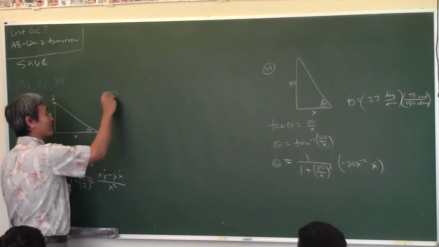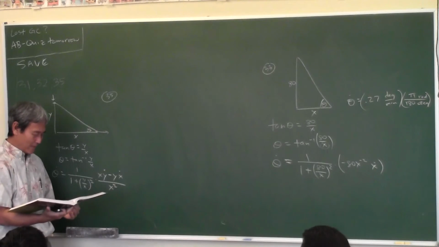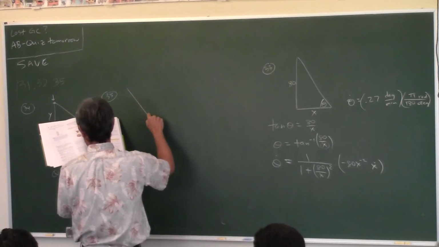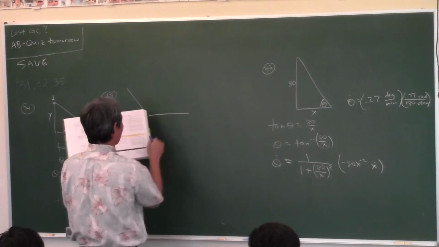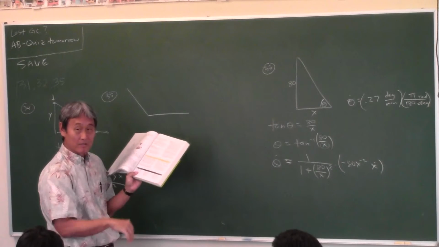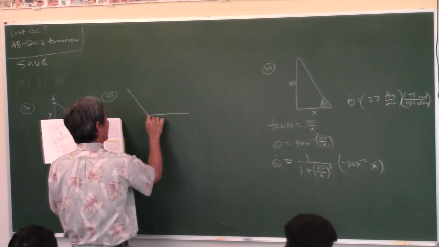Okay, let's do 35. This could be one of the harder problems because you gotta use the law of cosines, and some of you don't even know the law of cosines. So I'm sure you looked it up, right? Because in the back of the book, they have this thing called the appendix. Got all the formulas you need over there? I don't have one of those.